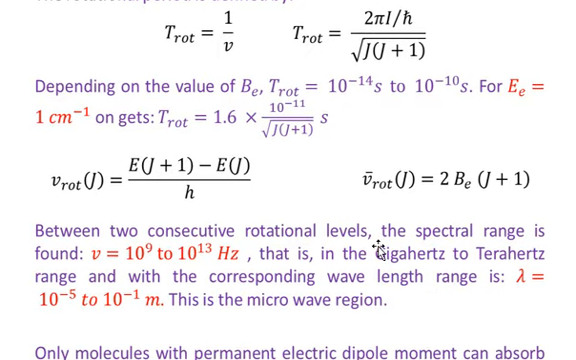Between two consecutive rotational levels, the spectral range is found as nu varies from 10 to the power 9 to 10 to the power 13 hertz, that is in the gigahertz to terahertz range. And the corresponding wavelength range is lambda from 10 to the power minus 5 to 10 to the power minus 1 meter. This is the microwave region. That is, the rotational levels normally give you energies in the range of gigahertz to terahertz, and the wavelength ranges in the microwave region.